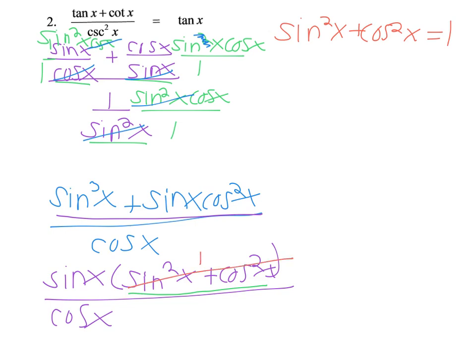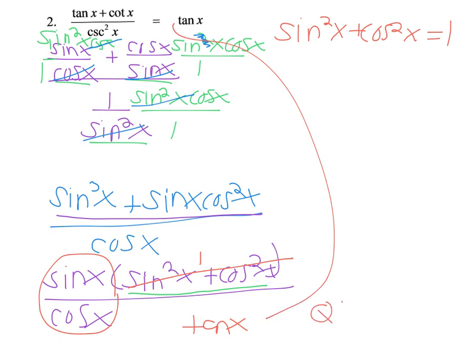So now I'm left with sine divided by cosine, which I know is the same as tangent. And that's what the right-hand side is. So QED, and we are all set.